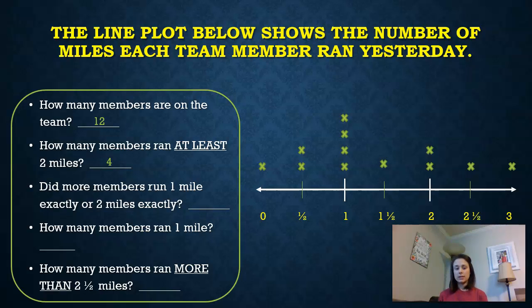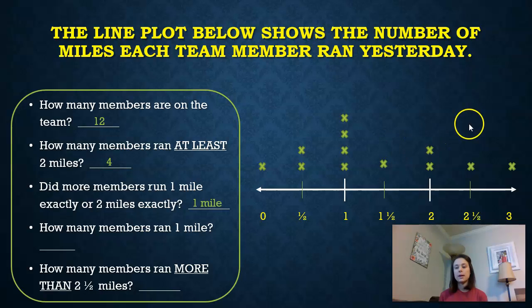So the next question, did more members run 1 mile exactly or 2 miles exactly? So see if you can figure that out. Did more team members run 1 mile exactly or 2 miles exactly? So I have 1, 2, 3, 4 team members that ran 1 mile, 1, 2 team members that ran 2 miles. So more team members ran 1 mile.